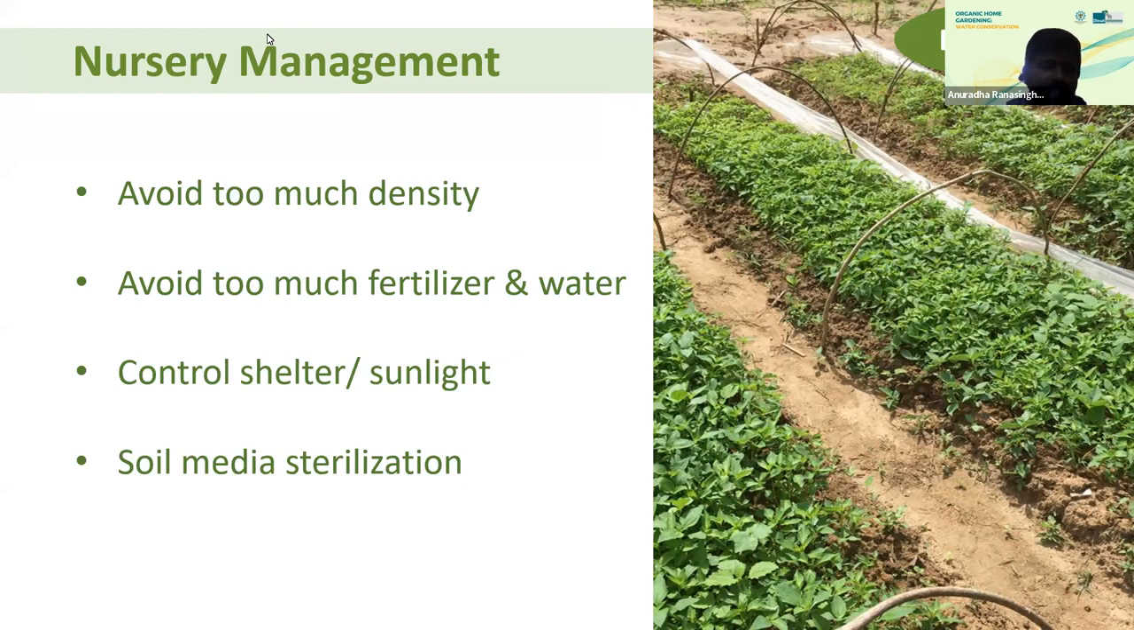And if you add more water also, plants become very fleshy, then they have difficulties fighting against diseases. They are not resistant to pests and diseases. Then sunlight also we need to control, because when a plant grows in too much shelter, it becomes very soft and gentle, so the plant has difficulties surviving under hard environmental conditions.